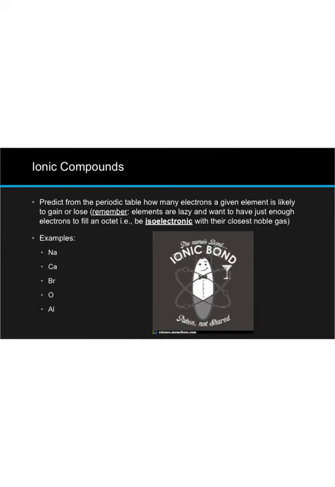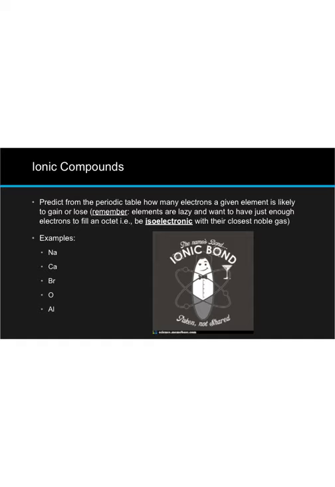What that means for us then is that based on an element's position on the periodic table, we can predict how many electrons that element is likely to gain or lose through the course of a chemical reaction. Again, chemical reactions are largely predicated on the drive of elements to become like a noble gas, like those elements in group 18 of the periodic table. One way that elements can do this is through forming substances called ionic compounds, which we'll talk about in the next chapter.